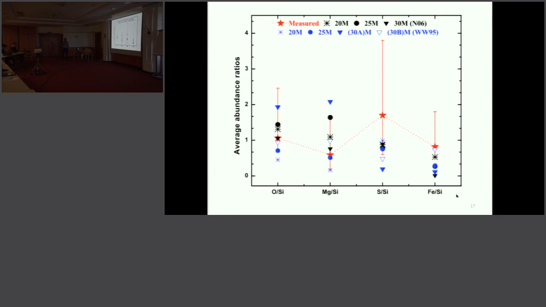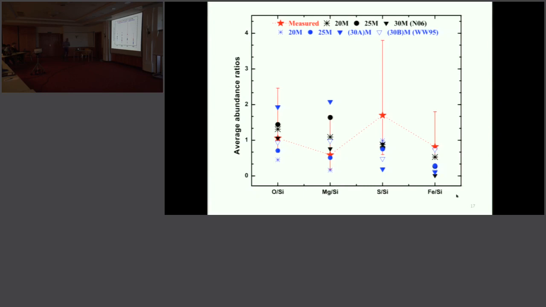Here's the models here for sulfur and silicon, and the observation is way higher. So there's a couple interpretations of this. They have big error bars on this observation. Perhaps it really is this lower value. And then the iron is also a low value.